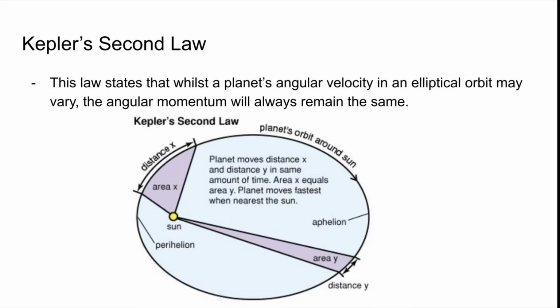Kepler's second law, also known as Kepler's equal area in equal time law, states that whilst a planet's angular velocity in an elliptical orbit may vary, the angular momentum will always remain the same. For instance, in the figure below, we can see that a planet in an elliptical orbit around the Sun would travel a far larger distance x in the same time it would take to travel the smaller distance, here denoted as y. If you were to draw a line from the planet to the Sun at the beginning and end of a certain time interval, and measured the area enclosed by both lines and the line of the orbit, this area would be the same no matter where you measured it, as shown by area x and y.